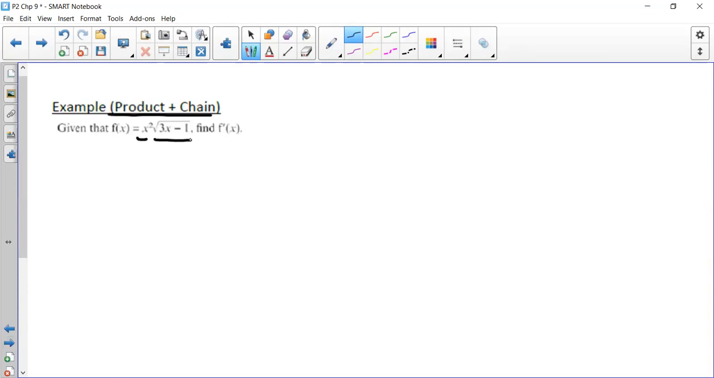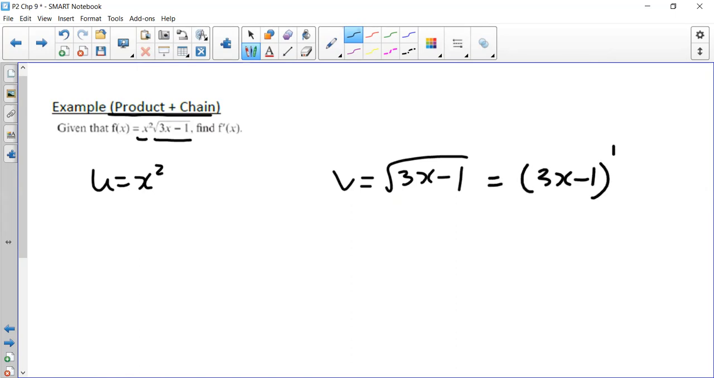We can see a product, so we can use the product rule. We let u be x squared and v be the square root of 3x minus 1. Now, root 3x minus 1 is not good for differentiation, so I'm going to rewrite it quickly as 3x minus 1 to the power of a half. On the first term, du by dx, that's easy.